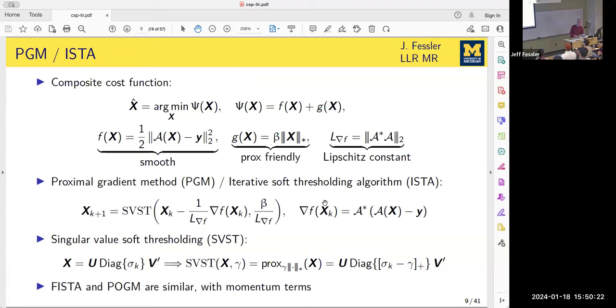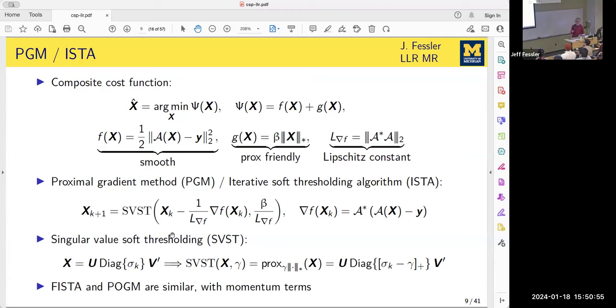So let me elaborate a little bit about the proximal gradient method, which is sort of a stepping stone to the proximal optimized gradient method. So we have what the literature calls a composite cost function: a smooth term, and a non-smooth but prox-friendly term. There's the smooth term, it's differentiable, the two norm squared. And then here, a nuclear norm is prox friendly, meaning we know how to solve the proximal operator for it. We even teach that in X551. And we also know the Lipschitz constant of the smooth term.